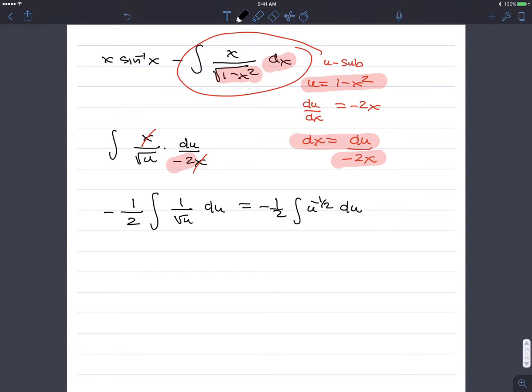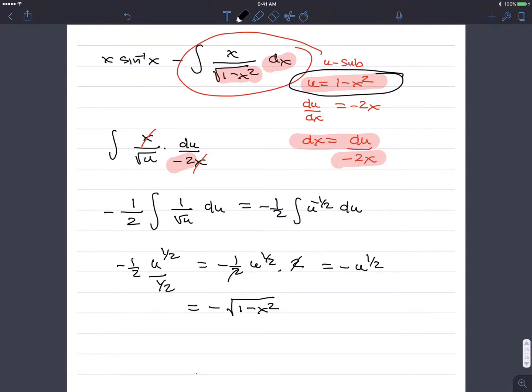We have to integrate u to the minus 1/2. The power rule says this will be u to the plus 1/2 over 1/2, which gives us minus 1/2 u to the 1/2 times 2. Our 2's will cancel. We simply get minus u to the 1/2, or negative square root of 1 minus x squared, because this is what u is. U is 1 minus x squared.